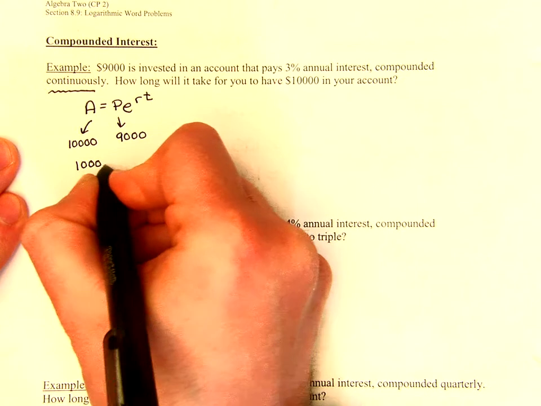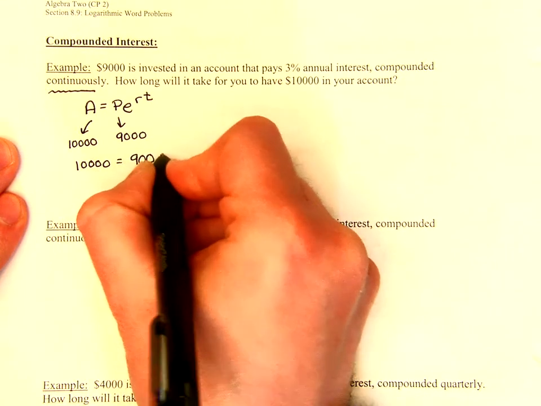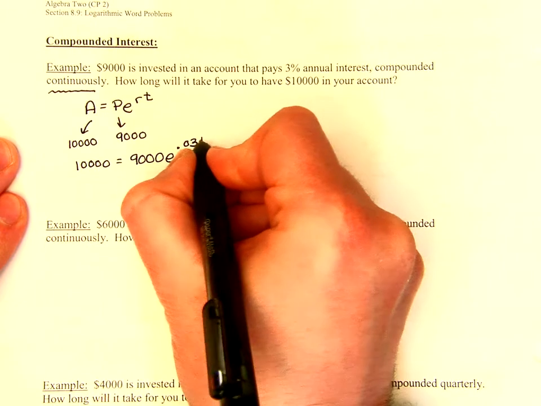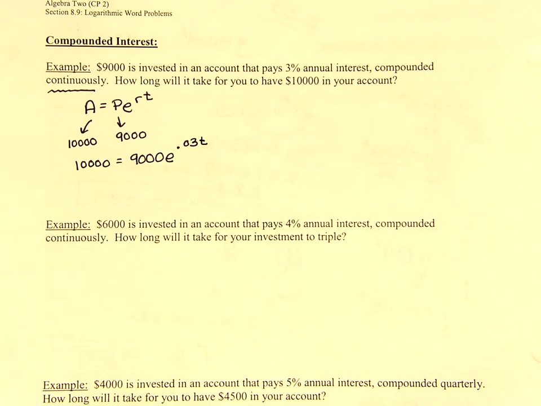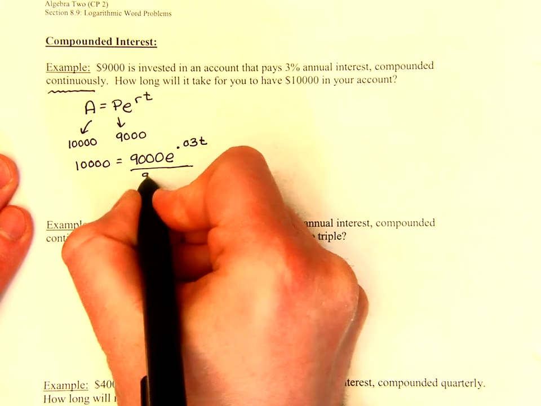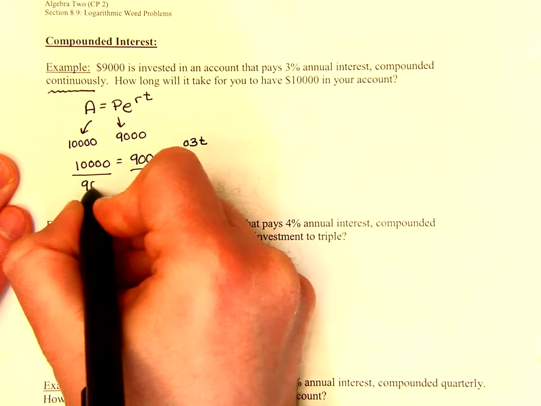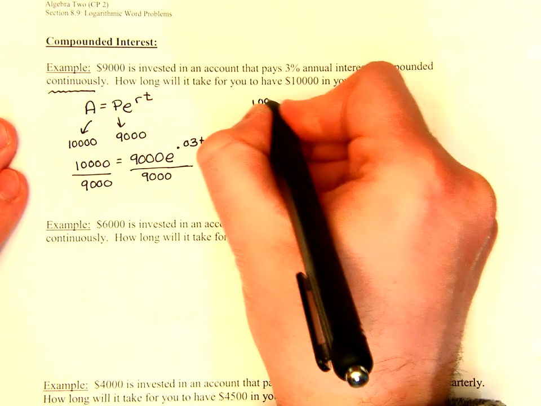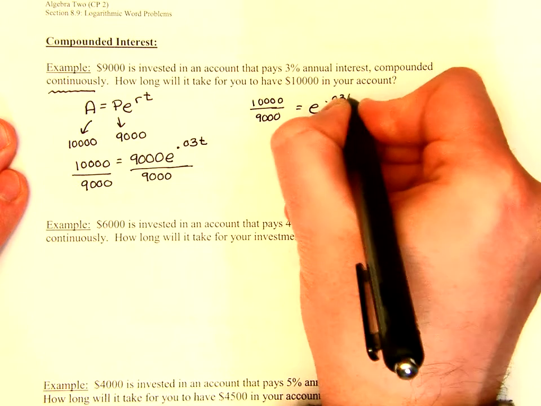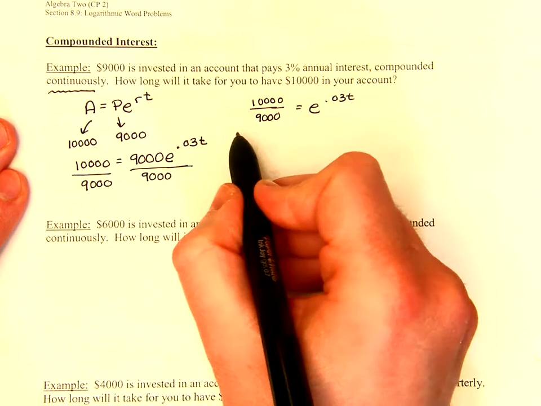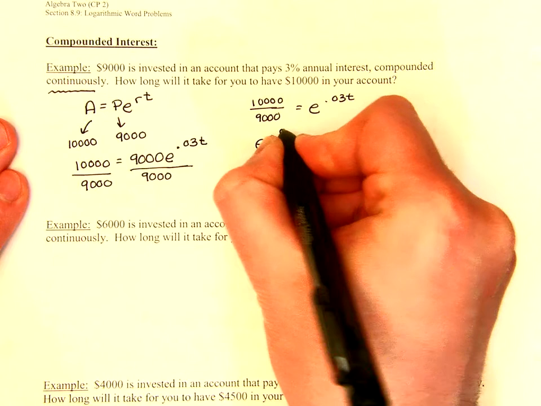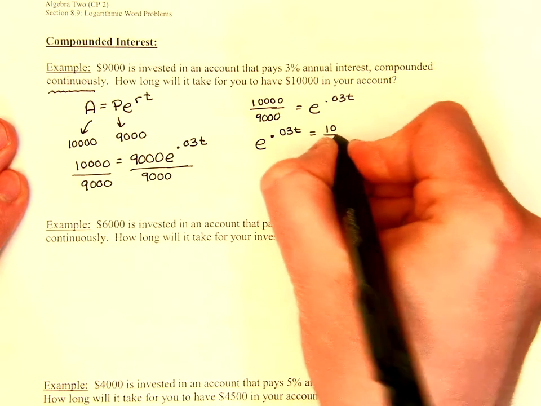So I'm going to say 10,000 equals 9,000 e to the 0.03, because that's my rate. I don't know the time, so I'm going to write it like that. I need to get the exponential piece by itself, so I'm going to divide both sides by 9,000. I'm going to get 10,000 over 9,000 equals e to the 0.03t. I could simplify 10,000 over 9,000 into just 10 over 9. I'm going to say e to the 0.03t equals 10 over 9.